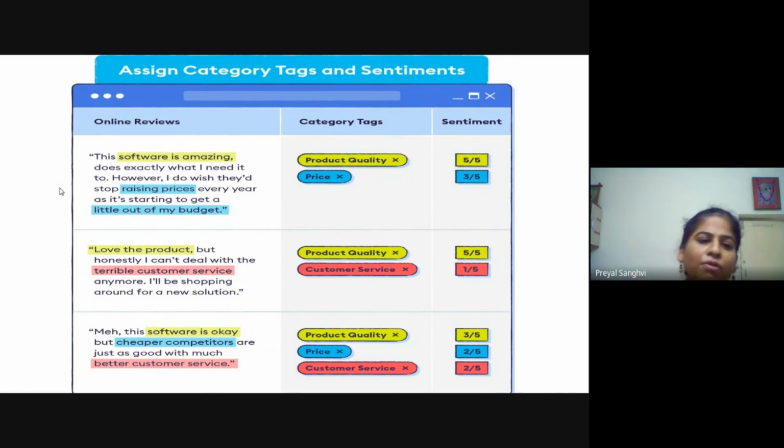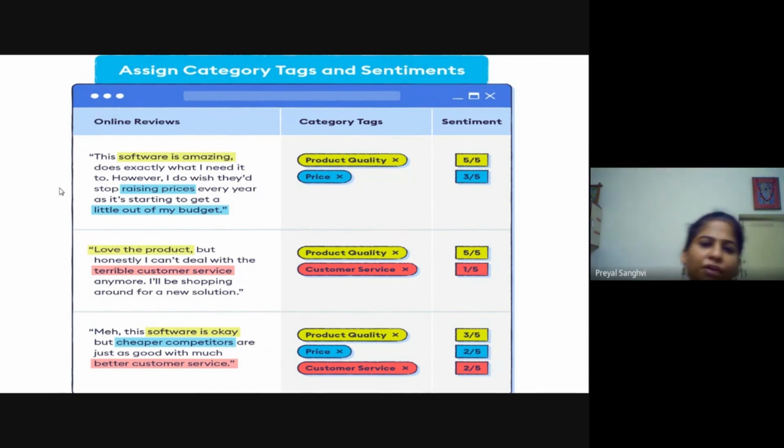If you talk about the sentence, it is "love the product." That's why it is a positive sentiment, and that's why we have given 5 out of 5 for the product quality category. But when we talk about it, the customer has mentioned it is a "terrible customer service," right? So the customer has used the word terrible. That's why we have given 1 out of 5 to the customer service category.